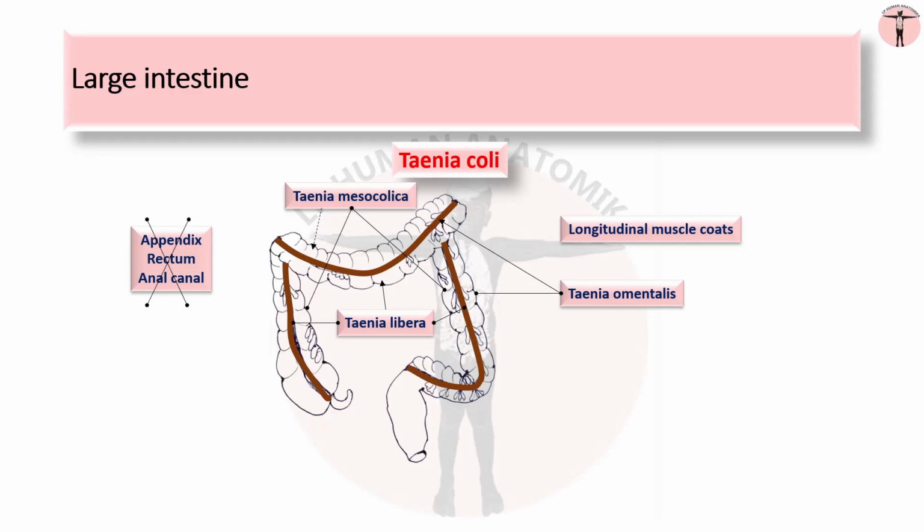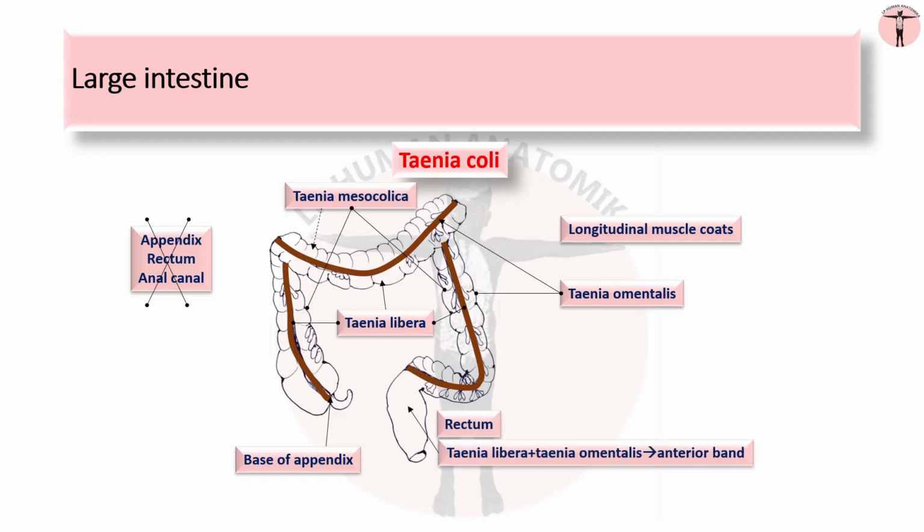Proximally, these three bands converge at the base of appendix. Distally, they unite to form two thick bands, anterior and posterior, which descend on the respective surfaces of the rectum. Taenia libera and omentalis merge to form anterior band and pass in front of the rectum. Posterior band is continuation of taenia mesocolica and runs behind the rectum.